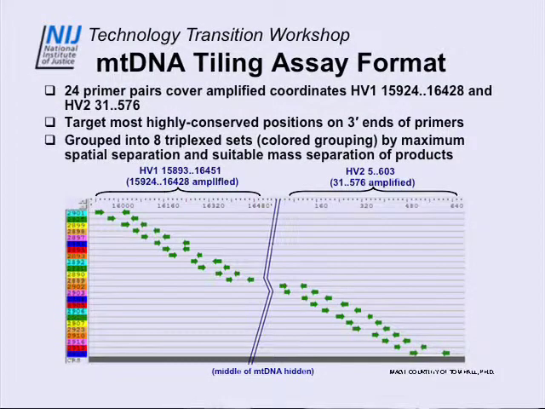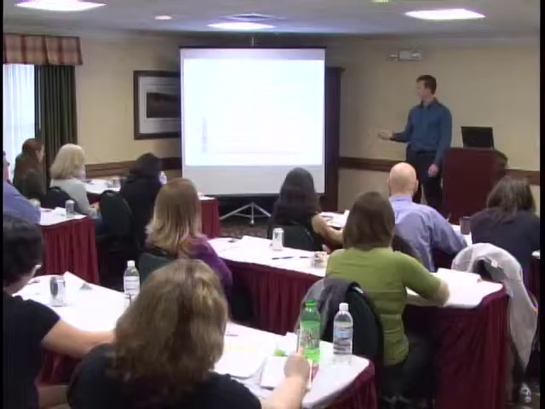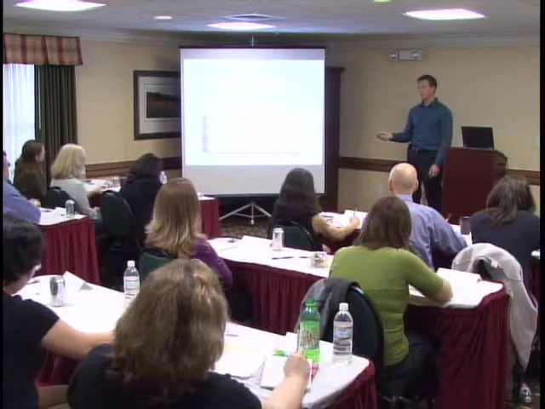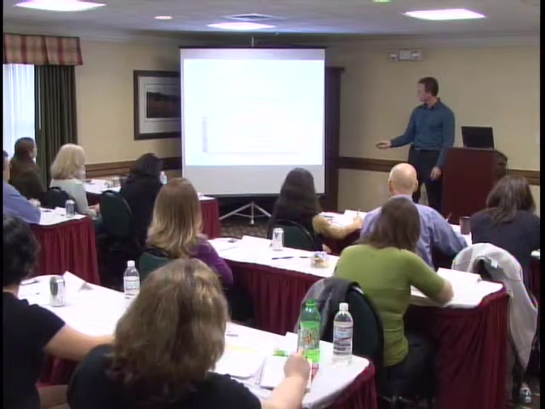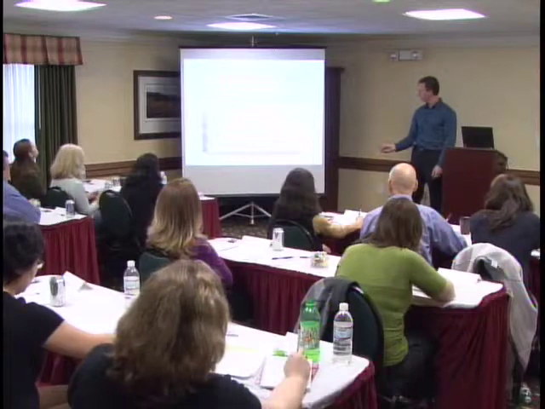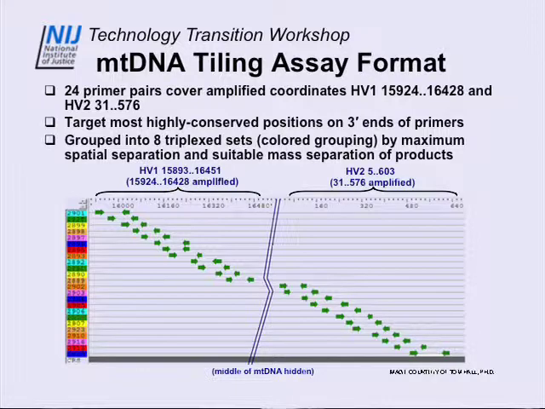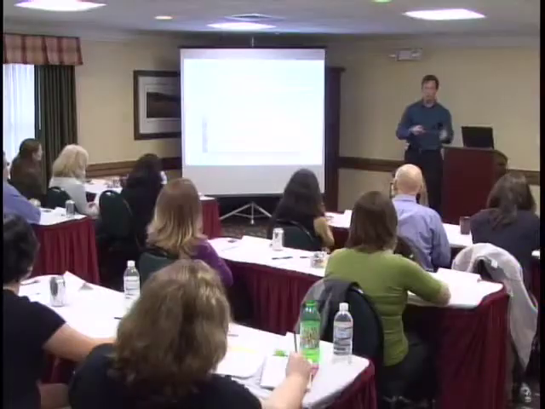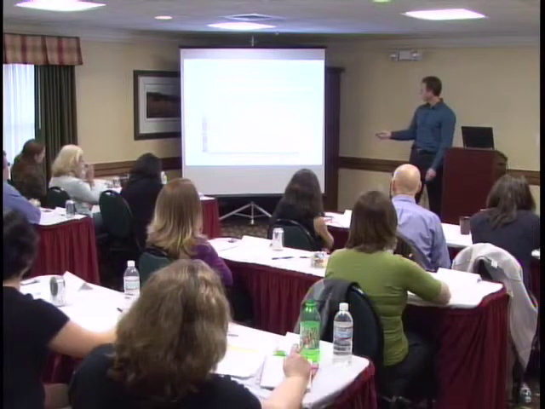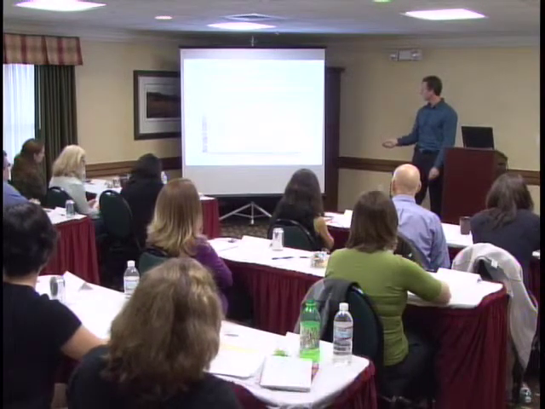This is how our assay is laid out. It spans most of the control region around the origin of replication of the mitochondrial genome. It's a little over 1,000 bases that are targeted. We use 24 primer pairs that tile across. Here's HV1, hypervariable region 1, and we have 12 overlapping primer pairs that span that region. So you get a little bit of redundancy in information, which can be useful, especially in looking at mixtures, looking at heteroplasmy. You often get a corroboration between primer pairs. And then we have another 12 primers that span HV2.